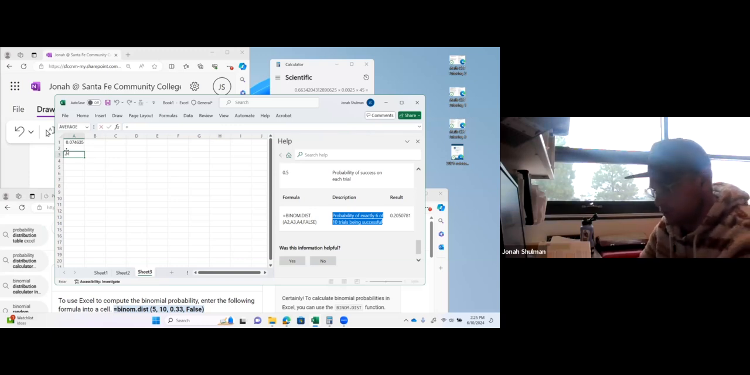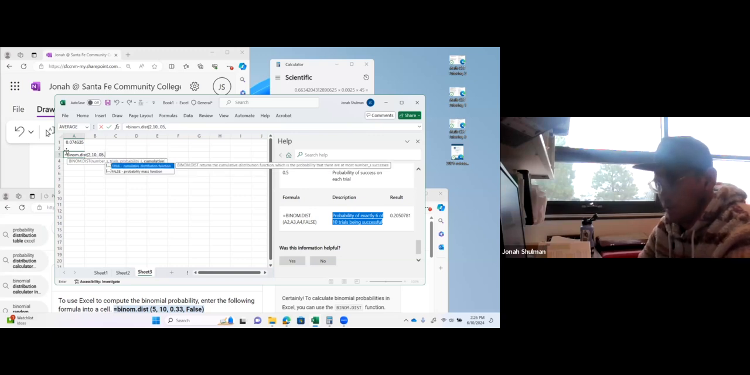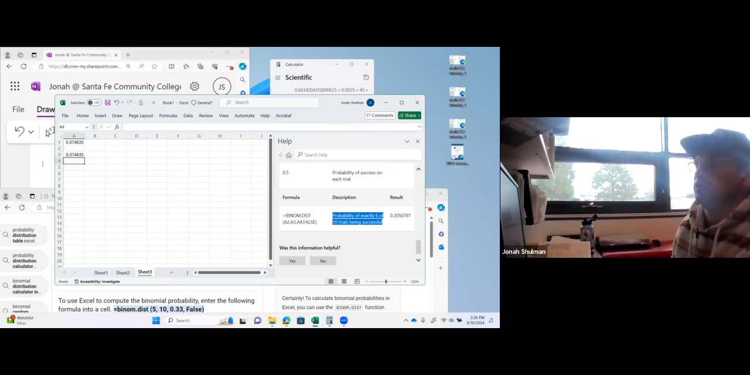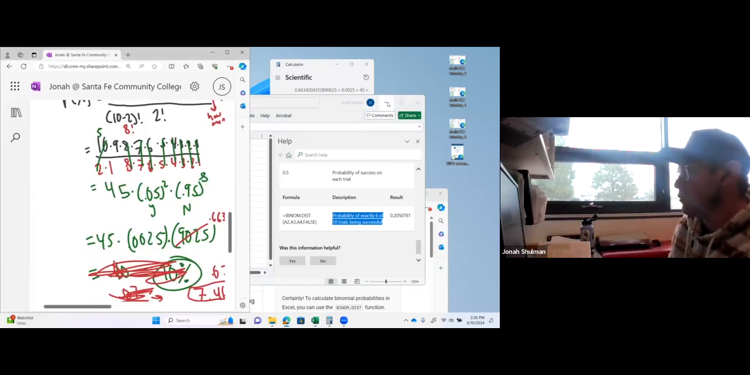So equals, the first thing we type is binomial dot distribution. The first thing that we type is how many successes we have, which was 2. I'm going to put 10 for the total. Our probability of getting it is 0.05. And then all we need to do is write false because we just want exactly 2 and not all of them. If I could spell false, I'd be in business. There's our 0.074.